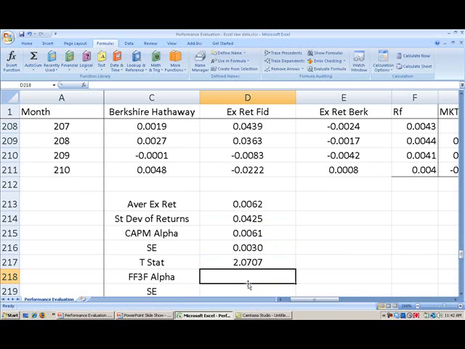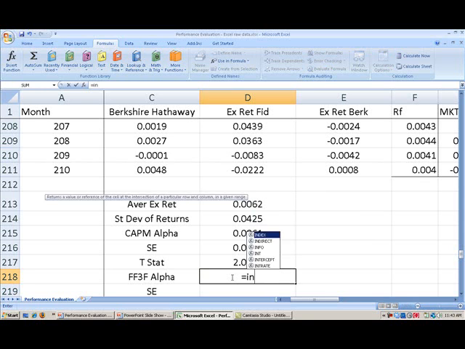The alpha is significantly different from 0 for Fidelity. Now let's look at the three-factor model. Fama French would argue that the three-factor model has more explanatory power than the CAPM. So we should look at that. Maybe this significant alpha that we've generated according to the CAPM is not significant after all, and we just missed the risk factors for SMB and HML.